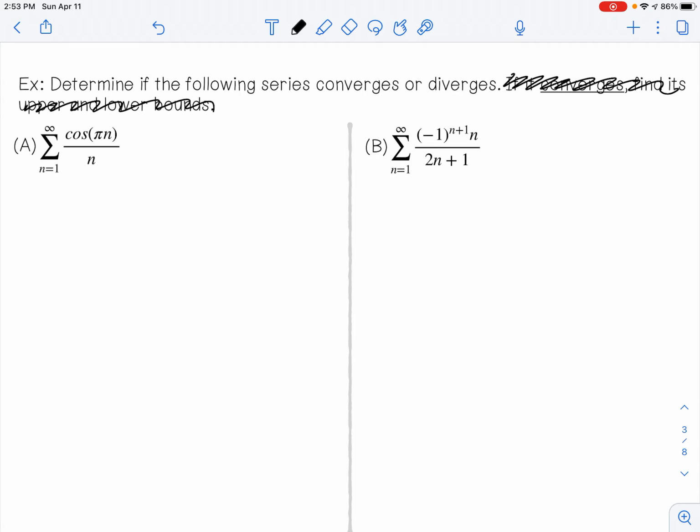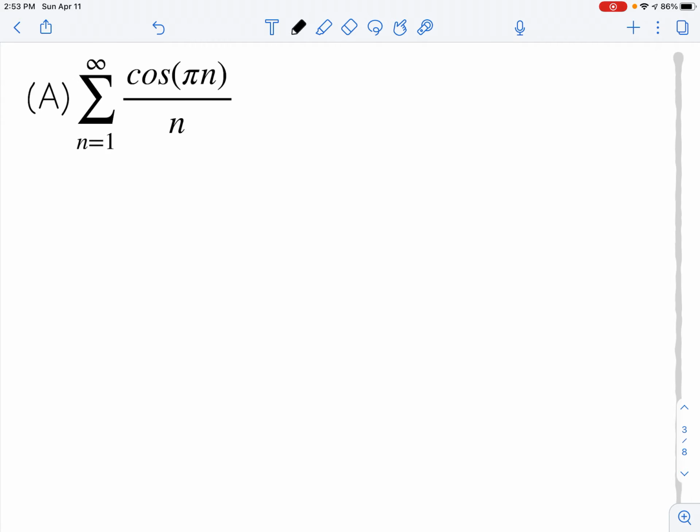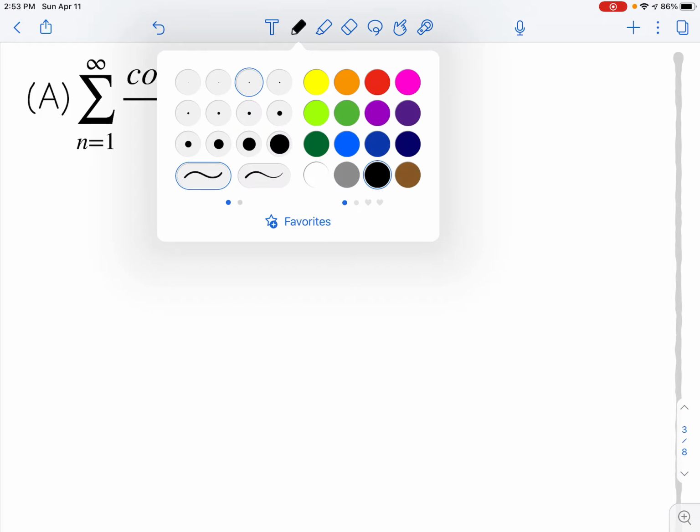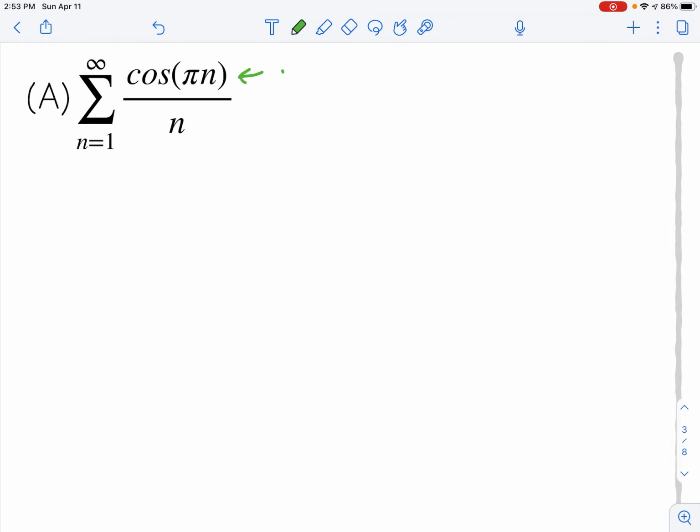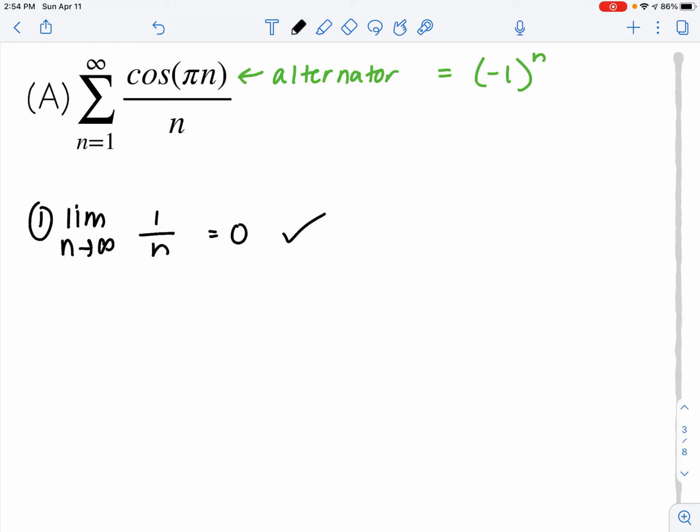My bad. Okay. So in our first series, we can see that we have cosine of pi n. There's our alternator. You can also think of that as being equal to negative 1 to the nth power, because you're going negative 1, positive 1, negative 1, positive 1, and that's all over n. So we have an alternating series. The first thing I'm going to do is test the limit as n goes to infinity of 1 over n. That is in fact equal to 0.